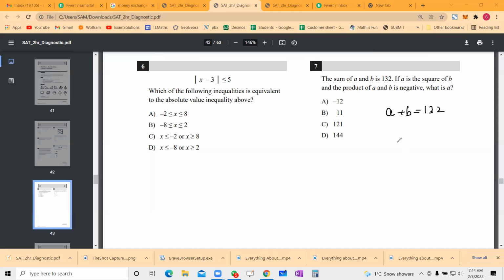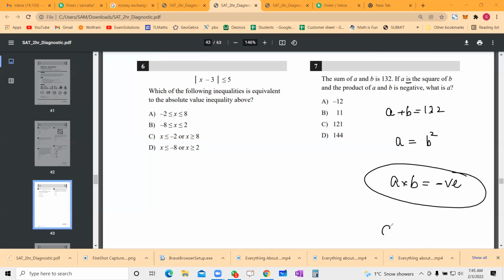If A is the square of B, so A equals B squared. A is means is equal to, so A is equal to the square of B, meaning B squared. And then the product of A and B is negative. So that'll be A times B is negative.